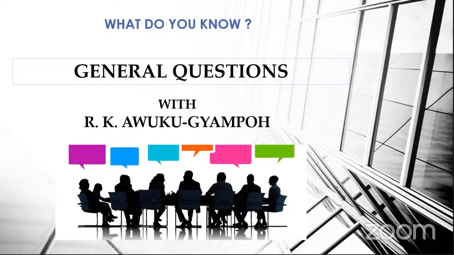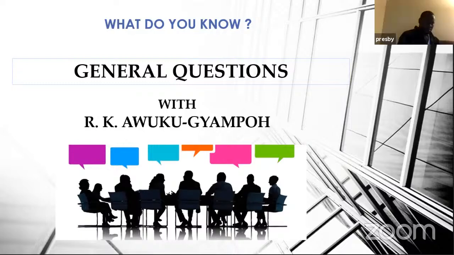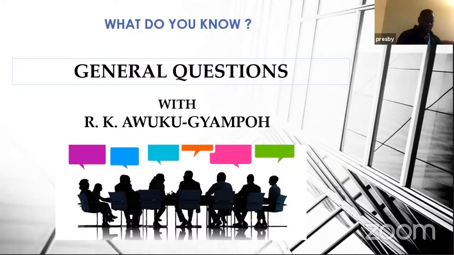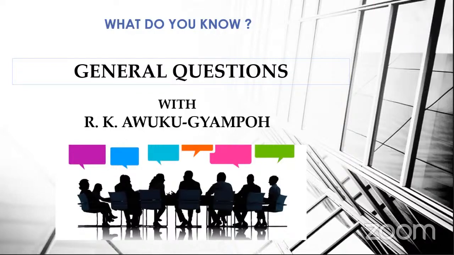Question number 2. Which Bible text is used as the first schedule of the Constitution of the Presbyterian Church? So what is the first schedule, the Bible text? All right, so that is 1 Timothy chapter 3, verse 2 to 7. 1 Timothy chapter 3, verse 2 to 7.